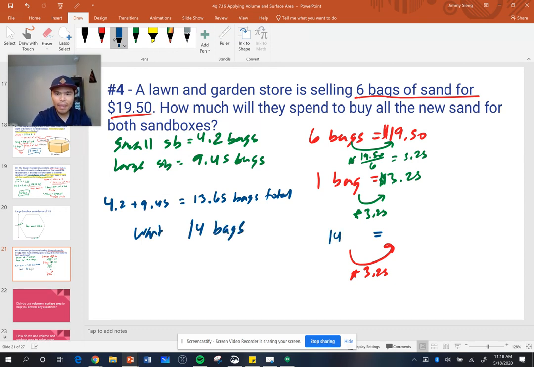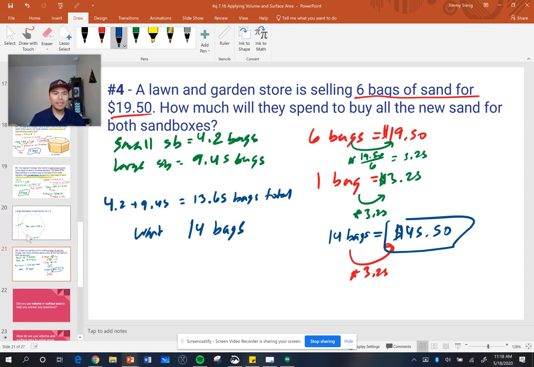So then 14 bags times 3.25. That gives me my answer: $45.50. So that's how much money it's going to cost to fill up both of those sandboxes. We need 14 bags, so it'll cost us $45.50. Man, that's a lot of math. This stuff is actually pretty related to real life. I mean, if you're gardening, you're helping your parents out or whoever, right? But yeah, that's how you do that.